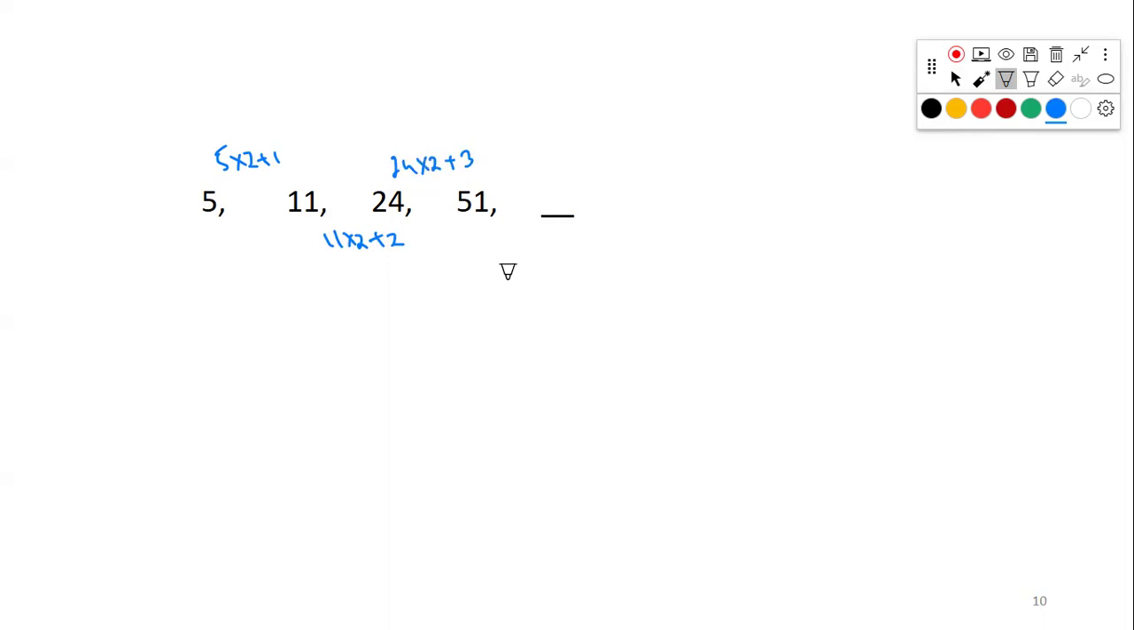So number multiplied by 2. Basically, you are doubling the number, adding 1, then adding 2, then adding 3. Now you will add 4 into 2. That will become how much? 102. You will add 4, 106. So the answer is 106.